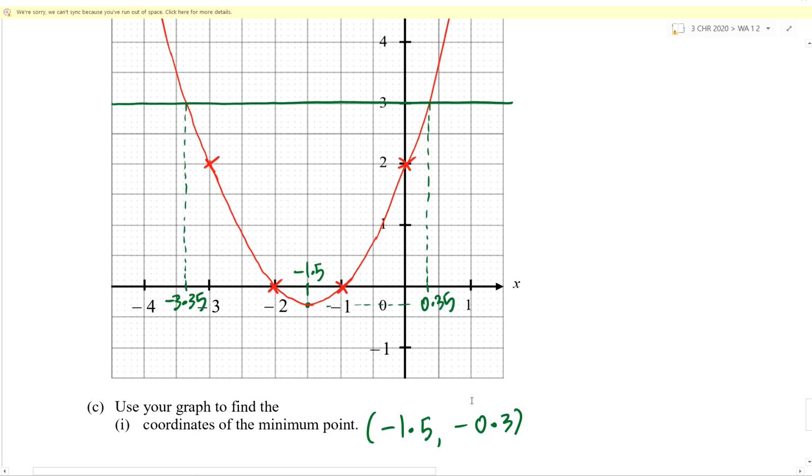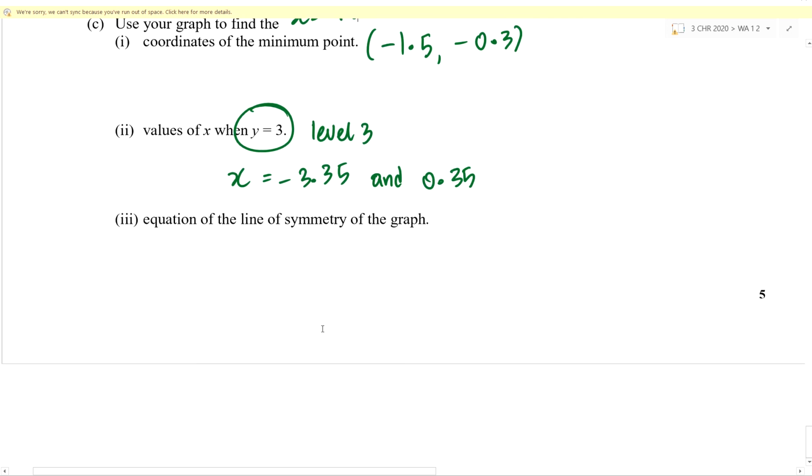Finally, the equation of the line of symmetry. The line of symmetry will pass through the minimum point. So this vertical line is my line of symmetry. It looks like a block. So we call it x equals negative 1.5. And that is our line of symmetry.